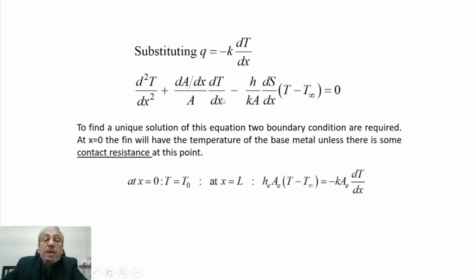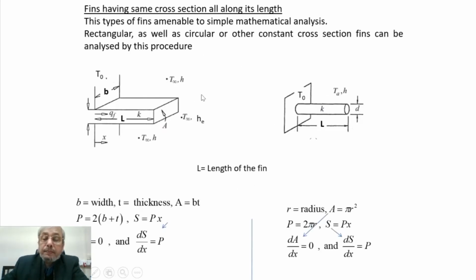That means this term will be dropped. If this term is not dropped, then nature of the equation will be slightly different. We'll solve such situations later, but today we will consider the cases where this (1/A)(dA/dx)(dT/dx) term can be dropped.